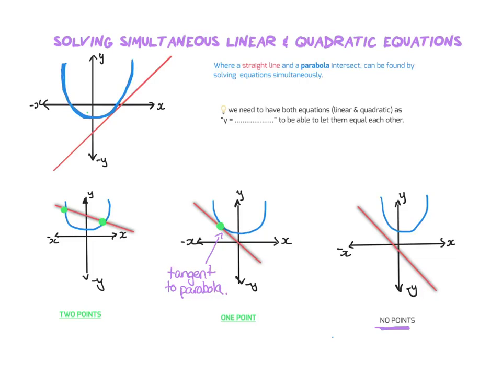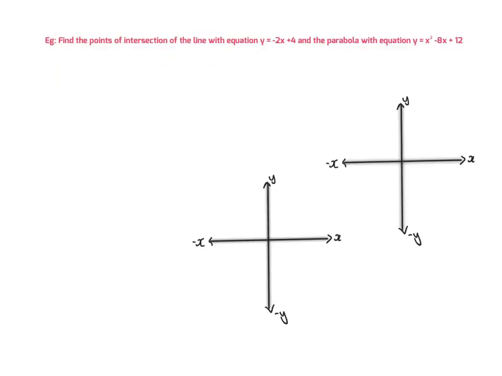So when we solve them, we can see up here we need all our equations to be y equals. You may have to rearrange so that you've got both of them y equals, and we'll see that in our next examples. So, to find the points of intersection of the line with the equation y equals negative 2x plus 4 and the parabola with the equation y equals x squared minus 8x plus 12. Here's our linear one, negative 2x plus 4, and over here is our quadratic equation.